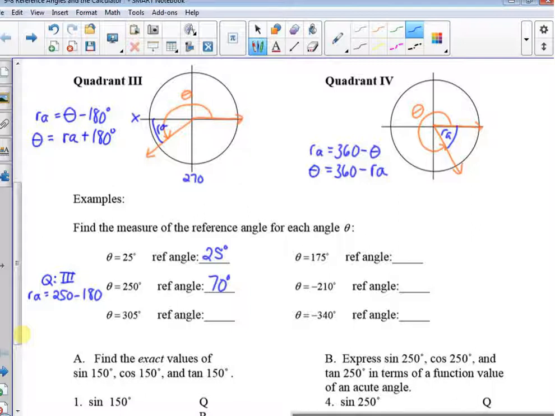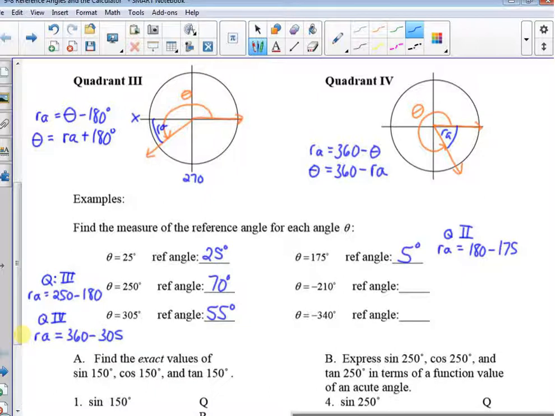The next one, theta is 305. That's in quadrant 4. So in quadrant 4, if we're looking for the reference angle, it's 360 minus theta. So 360 minus 305 puts me at a reference angle of 55. 175 is in quadrant 2, and the reference angle in quadrant 2 is found by doing 180 minus theta, which is 175. So we get a reference angle of 5 degrees.